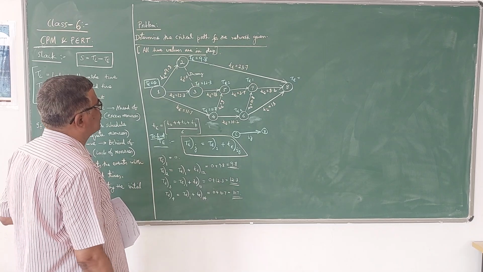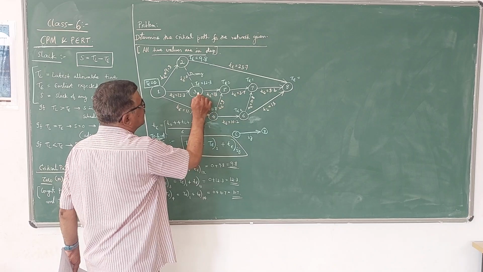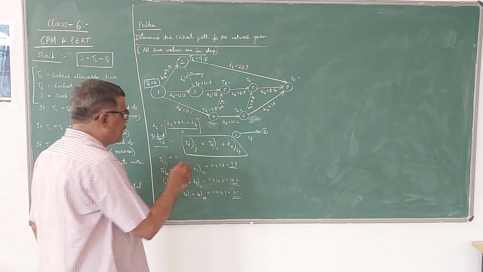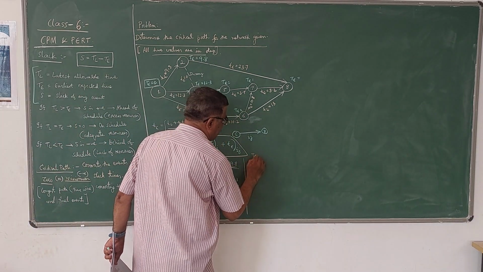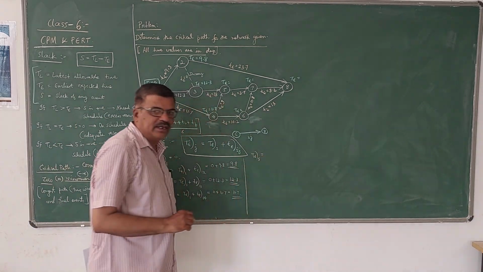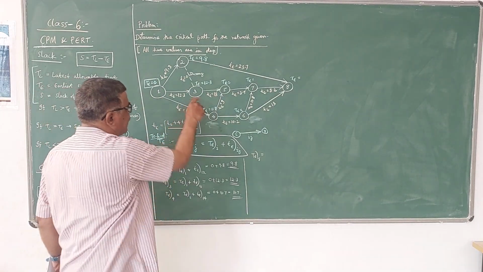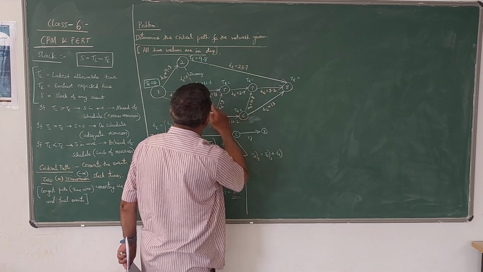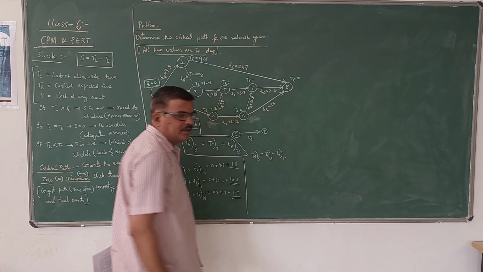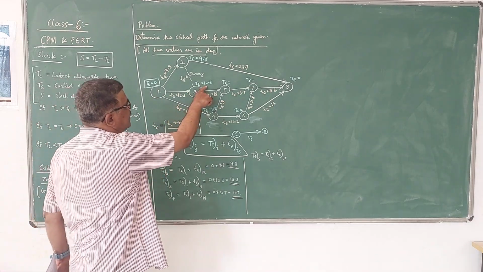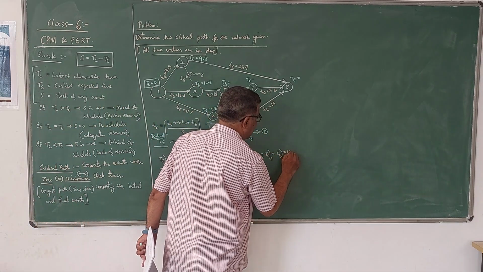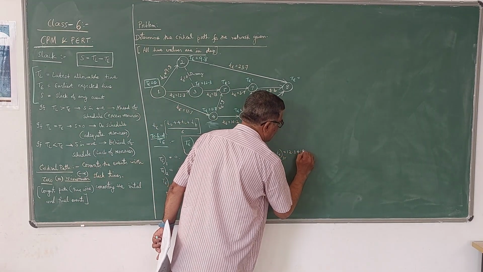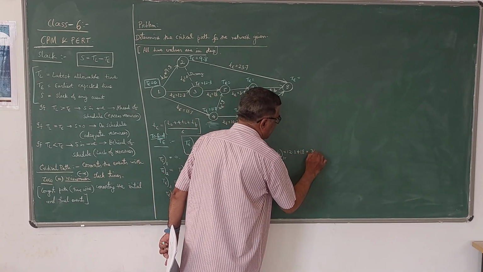Next, coming to 5, you should be careful. This 5 is connected to both the third event and the fourth event. Now, if you want TE5, there are 2 paths for finding TE5. One path is from 3. If you use that, it is TE3 plus small t of 3,5. TE3 is 1.3 plus small t of 3,5, which is 18. So it becomes 30.3.